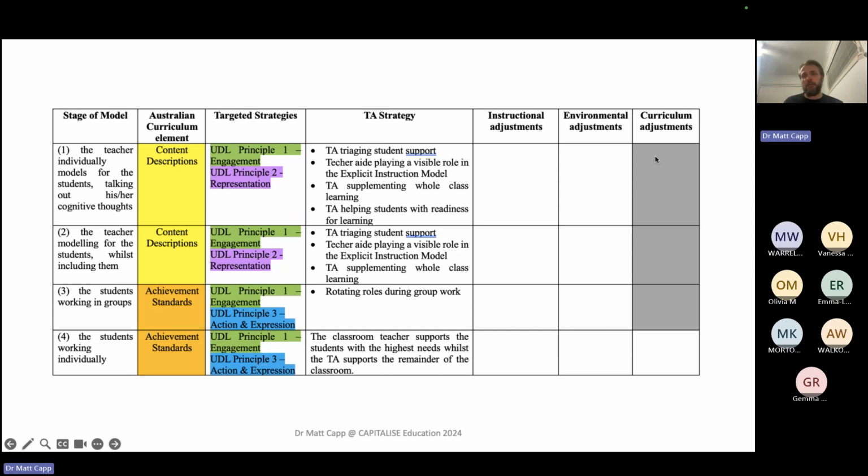And notice that we've got the curriculum adjustments blocked out for the first 3 rows of the explicit instruction model, because ACARA says to us that the classroom teachers should teach the content descriptions of the students' chronological age or year level, and then students can demonstrate along the achievement standard spectrum. So that's in that final stage where you see different achievement standard year levels.